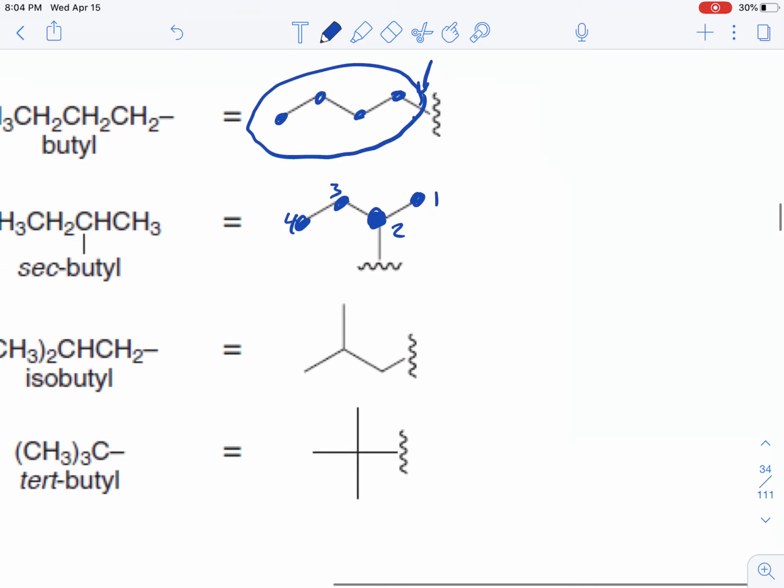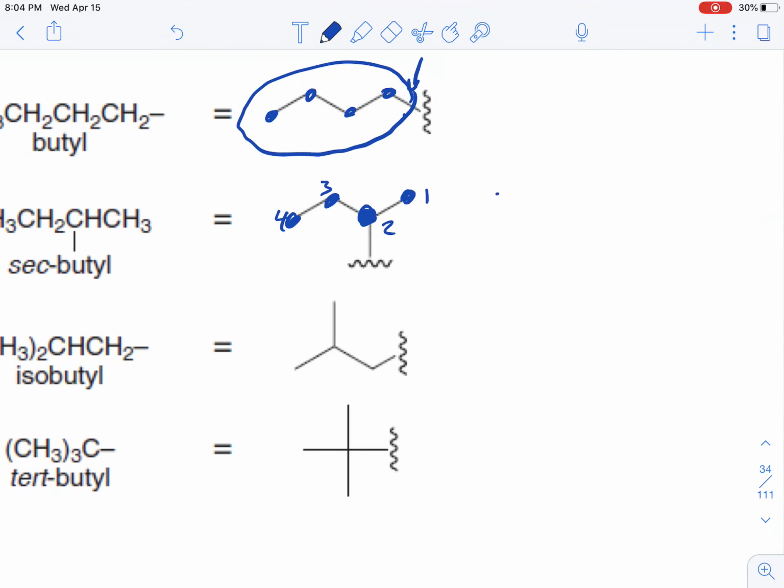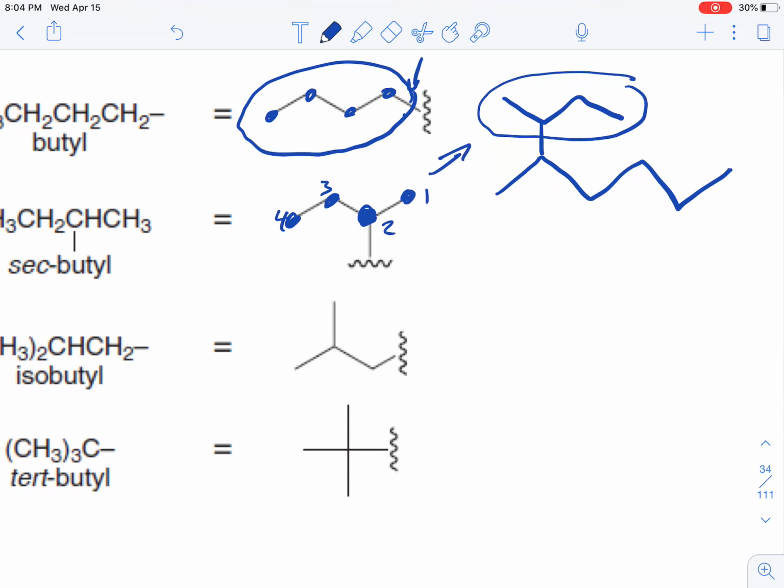And so, for example, okay, this is an example of sec-butyl, if this was the parent chain. I need to redraw this in a different color, just to be consistent.